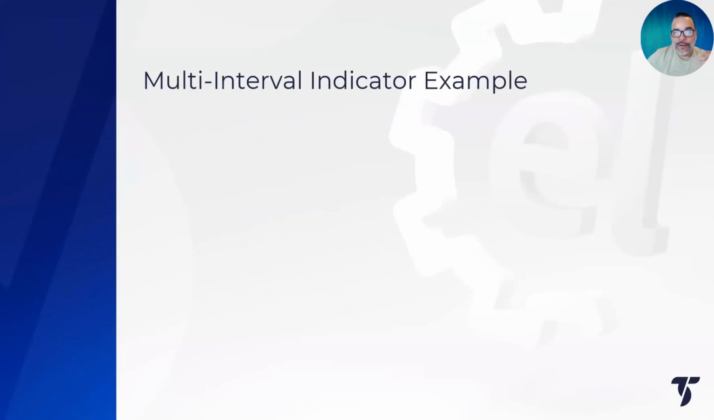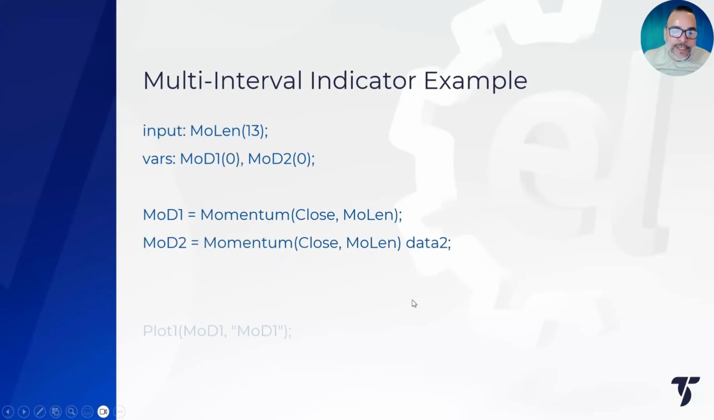Here's a multi-interval indicator example. Let's go ahead and take a look and break it down a little bit so that we can see what's happening. All right, so the input is just MoLength. This is an indicator that calculates momentum. You can see the function right here in the middle two statements. The word momentum calculates momentum for any symbol. That's just the difference between the current price and a price in history.